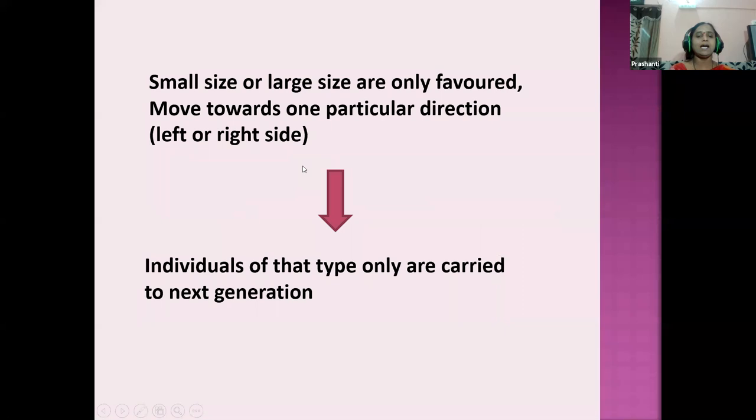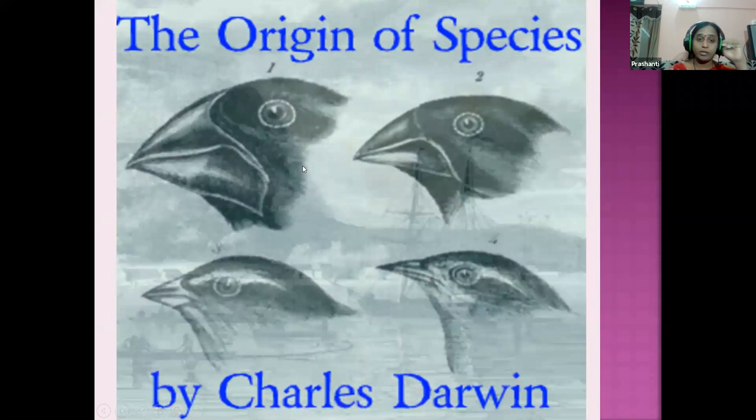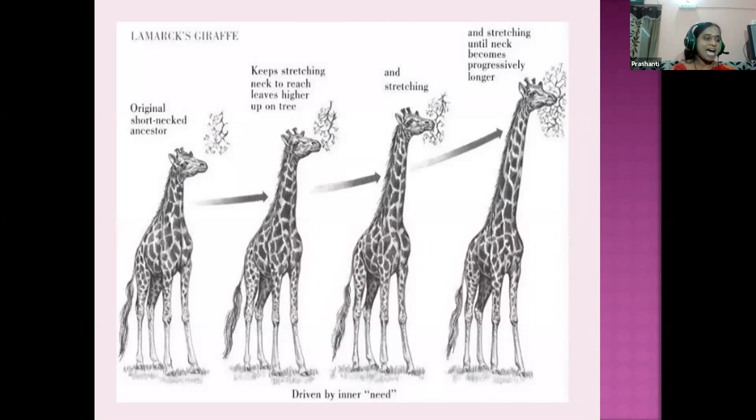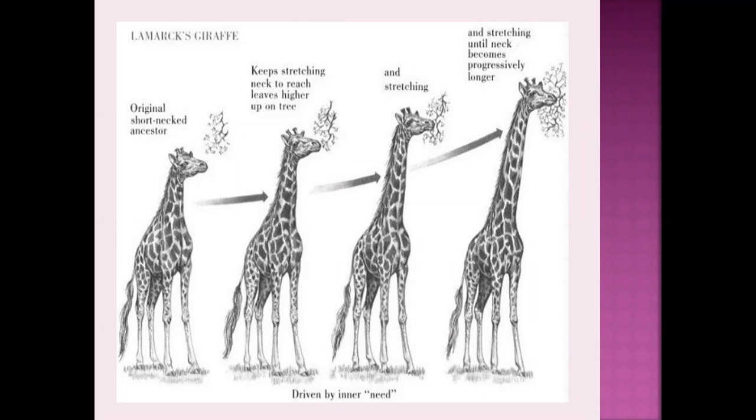So for example, when you take the Darwin finches, when they are adapted to that area, they have been shifted to, for example, the Galapagos Islands, and they have been settled. Next, when you take the giraffe, in the case of giraffes, the average value of the length of the neck shifted to long neck.